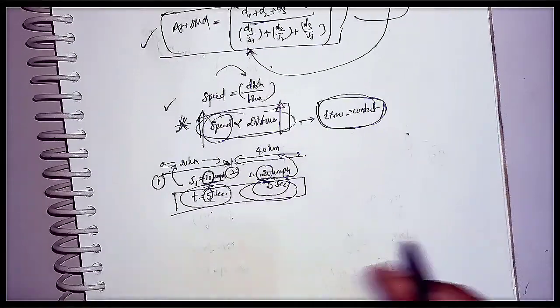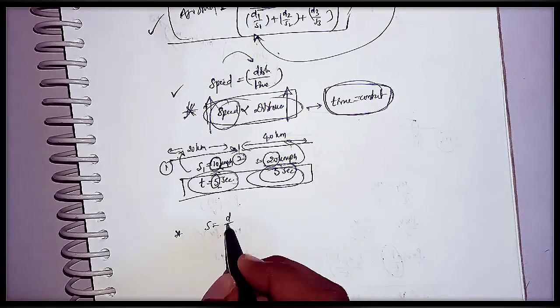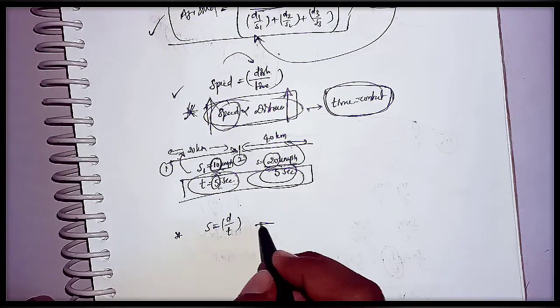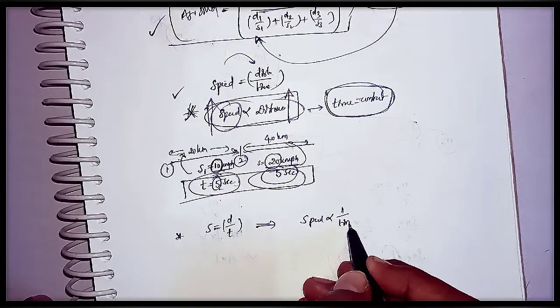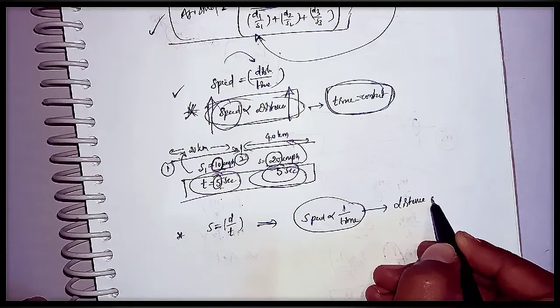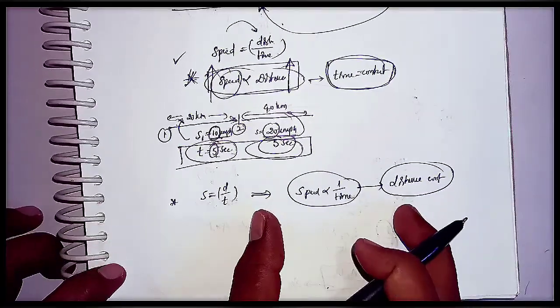And one more concept here: as we know, speed is directly proportional to distance and inversely proportional to time, as speed is nothing but distance by time. From this, speed is inversely proportional to time, but the condition is that distance is constant. I will explain the reason behind this one.